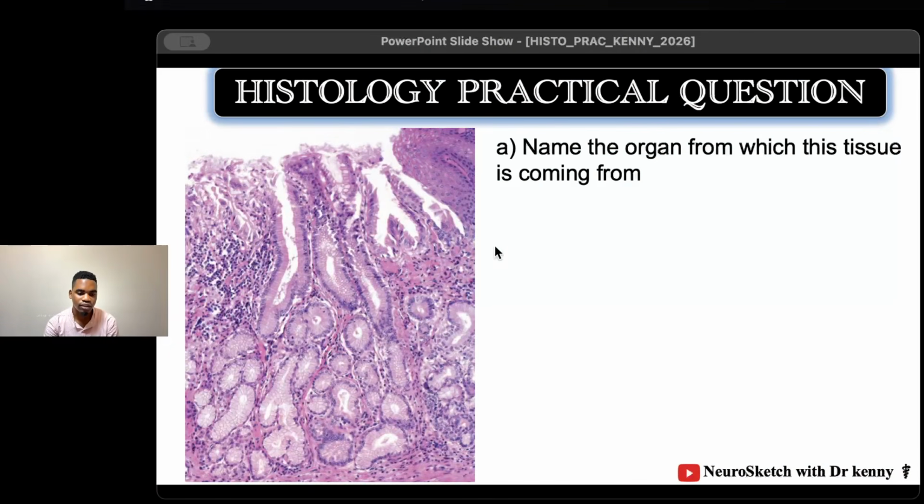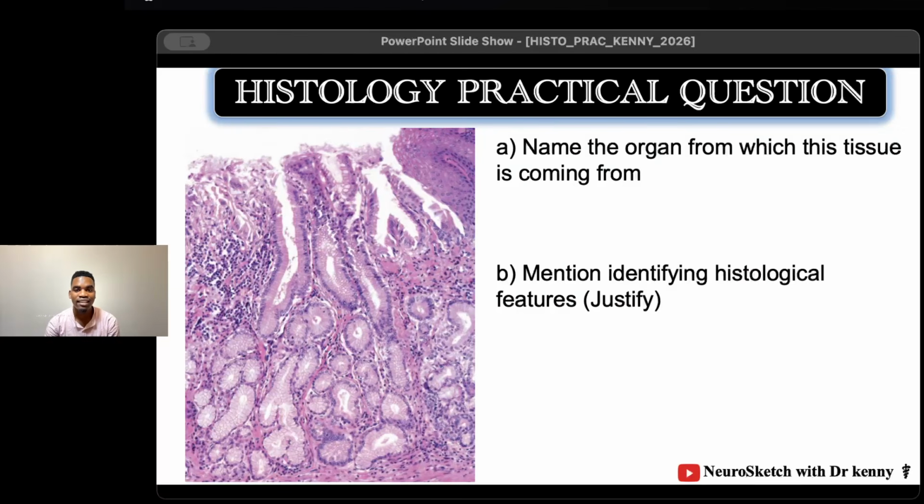Welcome to the Study Practical Question Series, and this is what we have here. Okay, so you're given a tissue here, and the very first question you ask is to name the location from which this tissue was extracted. And the next question is going to be to justify your answer. Why do you say this tissue is coming from wherever you think it's coming from? Are there any reasons for that?